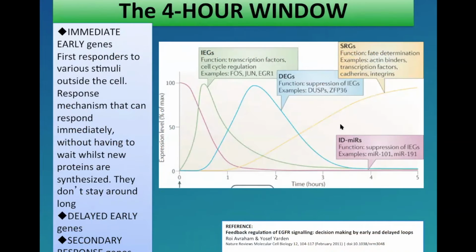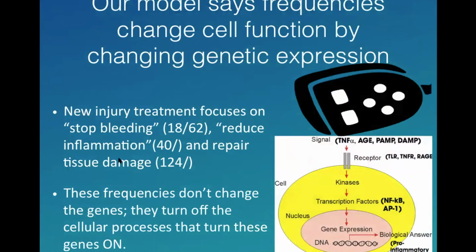Look at the graph. Time 0, when the genes get turned on, what turns them on? Trauma, injury, right? What is unique about trauma and injury? In general, there's bleeding. You damage tissue, you break blood vessels, and there's bleeding. The tissue is torn and broken, and that stimulates inflammation, and that turns on this whole cascade. We're not treating to change the genes, but we are treating with the frequencies that turn off the cellular processes that turn the genes on.